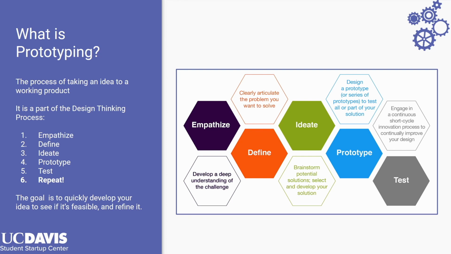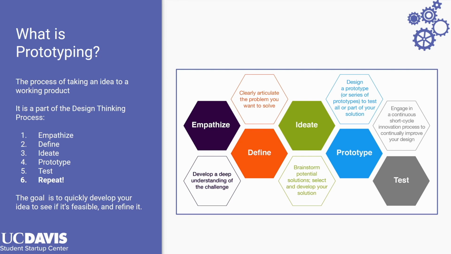Since this is a prototyping series, we also need to go over what prototyping is. So prototyping is the process of taking an idea to a working product. And it's one part of the design thinking process, which is the process that you go through when you're making almost anything. The first step is empathize. This is where you figure out where your product is going to be applied. The next step is define, where you actually figure out what exactly your product is going to solve. And after that is what most people think is the first step, which is ideate. And that's where you actually start thinking of ideas, thinking of what you want your product to actually do and how it's going to do it.